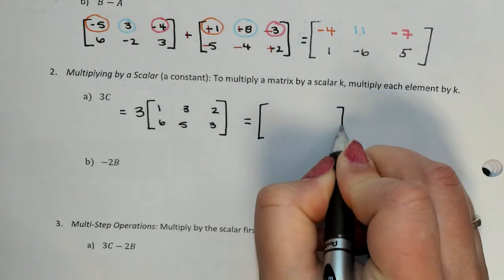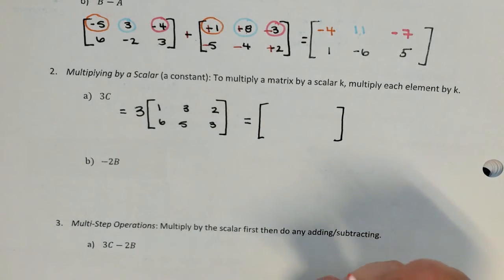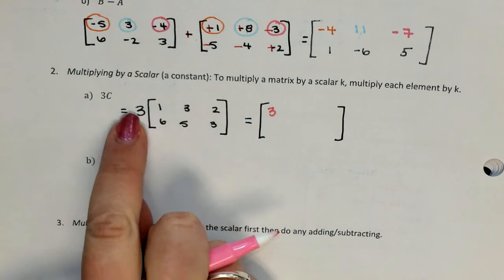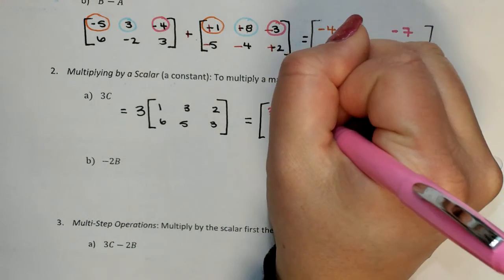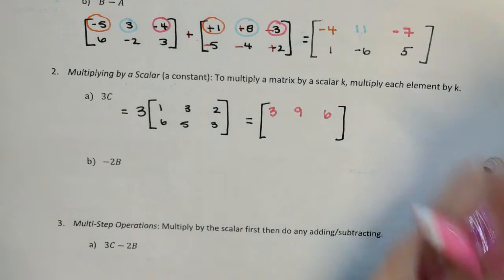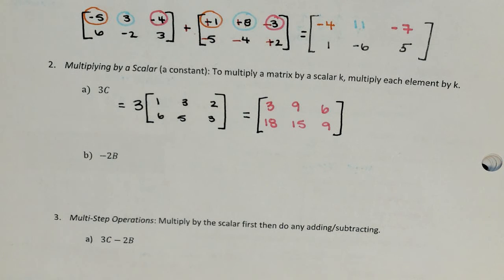So the dimensions are still going to be a 2 by 3. We haven't changed anything there. This first one, what is 3 times 1? 3. 3 times 3 is 9. 3 times 2 is 6. Try the bottom row on your own. How did we do? Give me a 1 through 5. I can multiply by a scalar. All right, try the next one then.